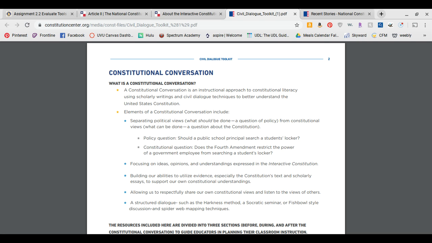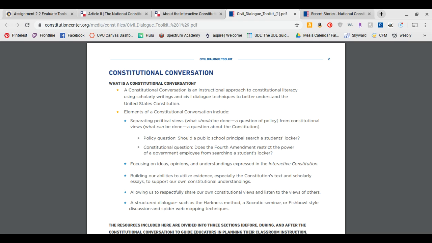It means that we are separating our political views from constitutional views, what's actually in the Constitution. It helps us to focus our ideas, opinions, and understanding expressed in the interactive Constitution. It builds our abilities to use evidence, all of these things. We're respectfully sharing our opinions and respectfully listening to the views of others.